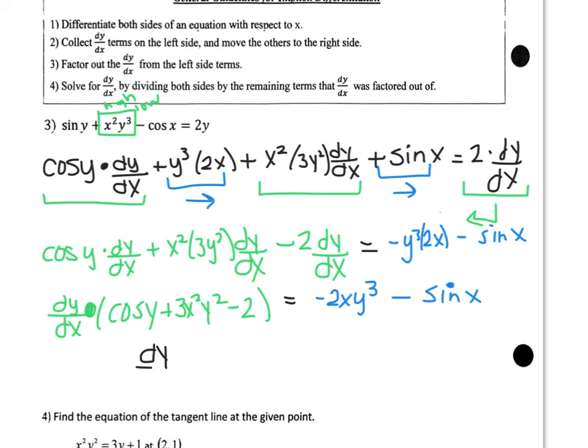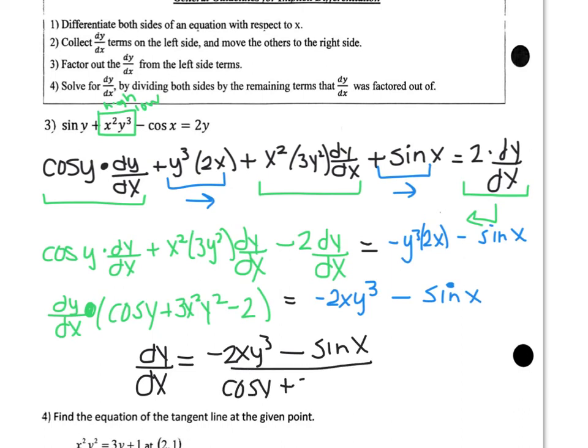So dy/dx is equal to negative 2xy to the third minus sine x all over cos y plus 3x squared y squared minus 2. And that is my derivative.